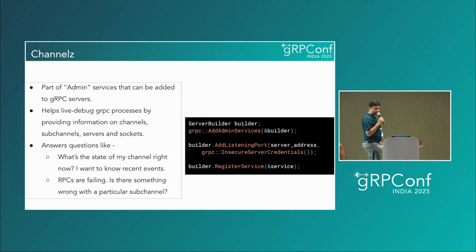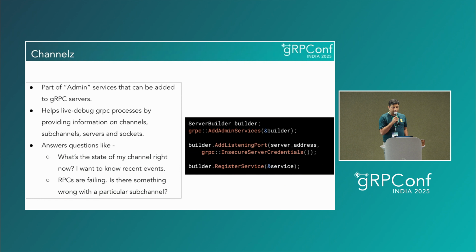Yeah. Thanks, Abhishek. So we are now going to talk about channelz. We've got this term called admin services that currently encompasses two services, channelz and CSDS, that is client status discovery service. Both of them are services that can be added to a server, like in the example shown on the screen. And once you have these services being served, you can query them using RPCs as usual.